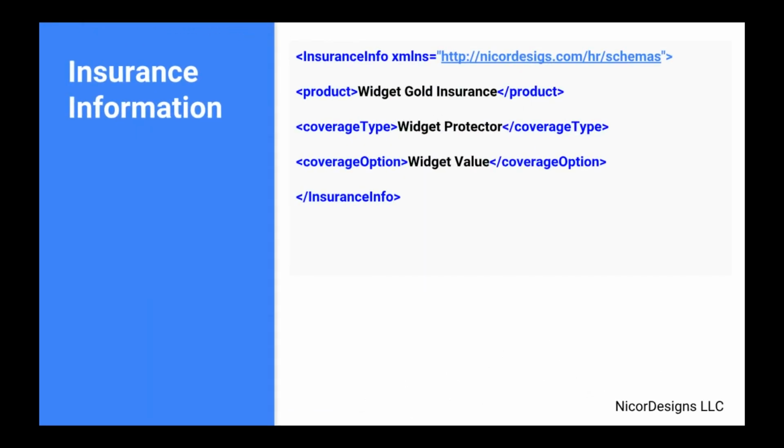Third, we have the insurance information XML element. Here we have the line of insurance product the applicant wants to buy from us, our insurance company, and what type of coverage the applicant wants to buy for her widget, and of course what coverage options she selected.